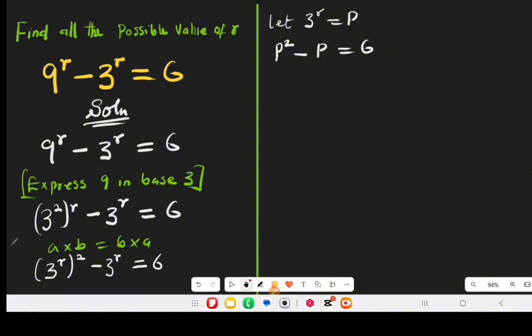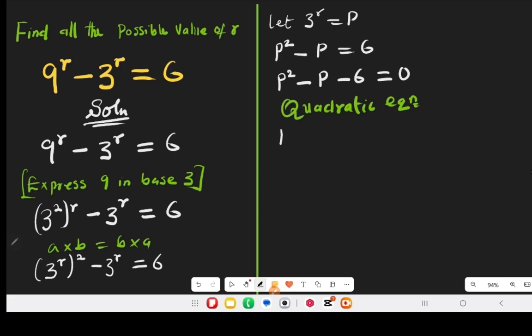Then let's take 6 to the left hand side of the equal sign. It becomes p squared minus p minus 6 equals 0. This becomes a quadratic equation. We have different methods to solve quadratic equations. We have the factorization method, we have using the quadratic equation formula, we have the completing the square method, we have the graphical method. But in this question, I'm going to use two methods: factorization method and quadratic equation formula. Now let's start with the factorization method.